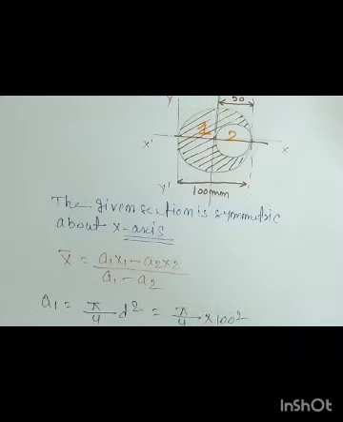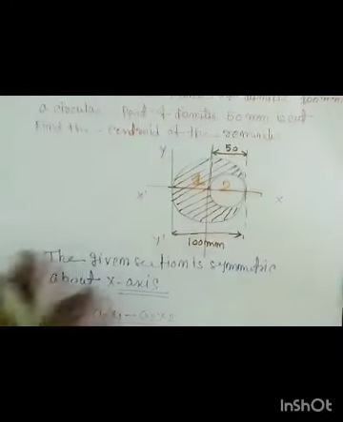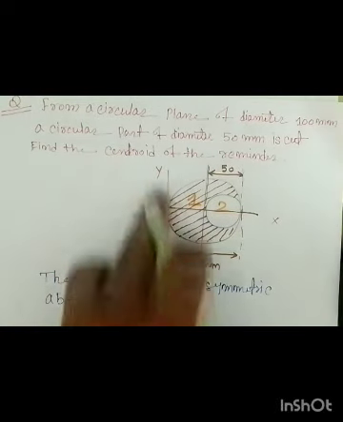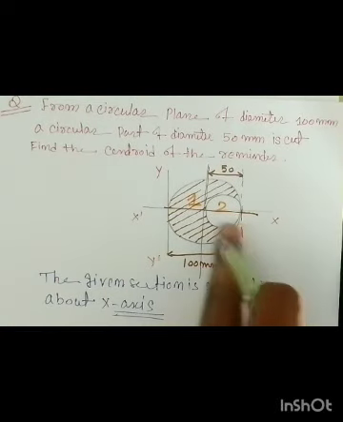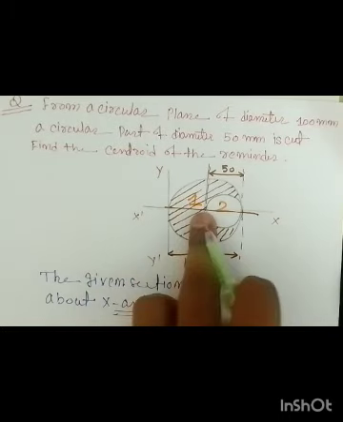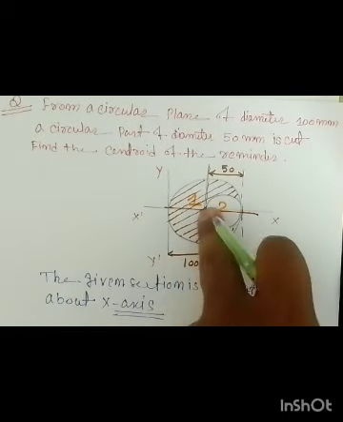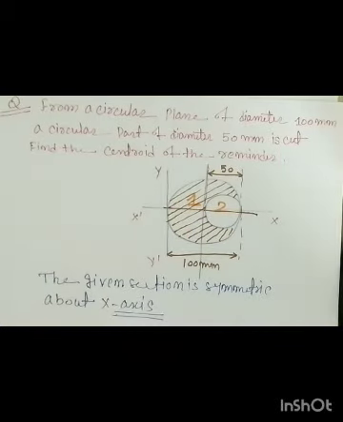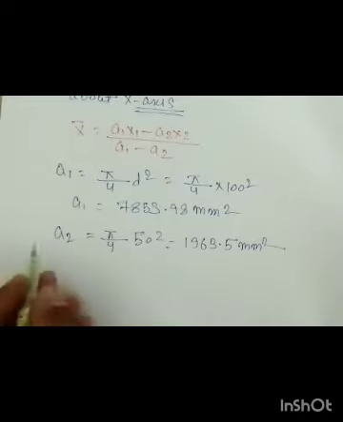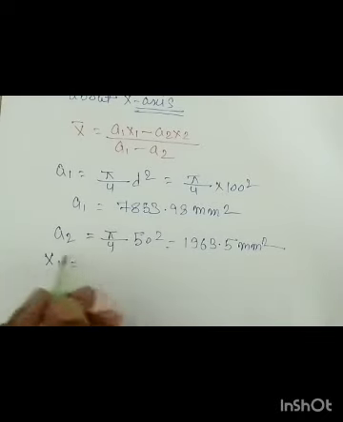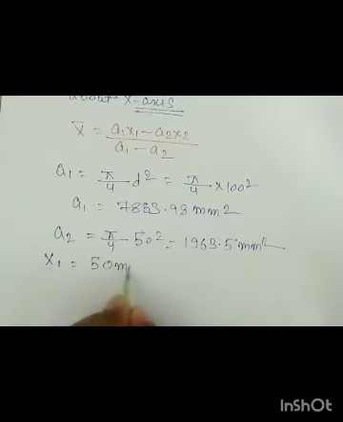Now x1. For a circle the centroid is at its center, right? And for this the reference is the y axis. So its center is exactly at the radius. For the 100 mm diameter, the centroid will be at its center, which is the radius, right? So x1 is equal to the radius, which is nothing but 50 mm, right? But what about x2?